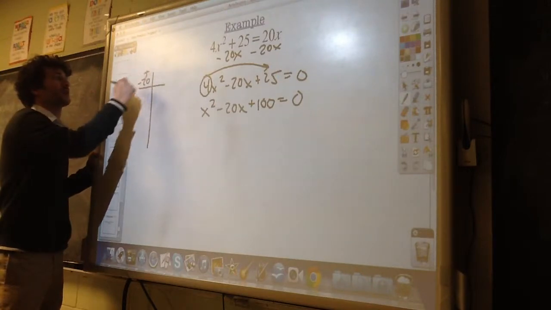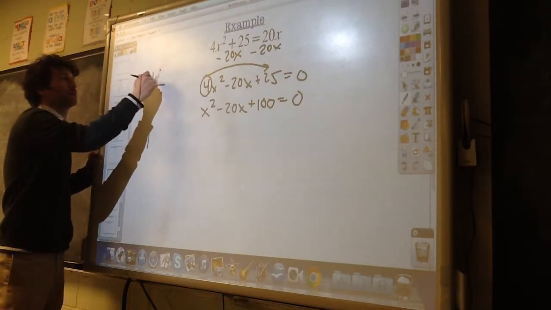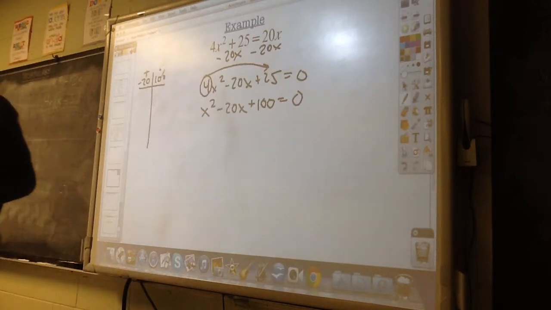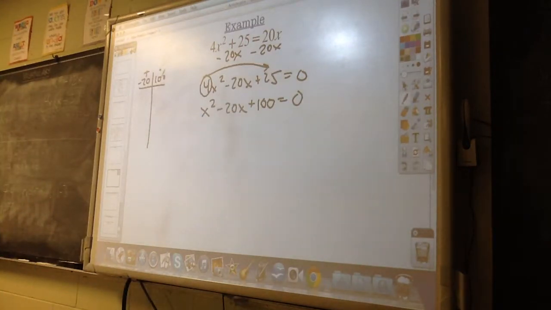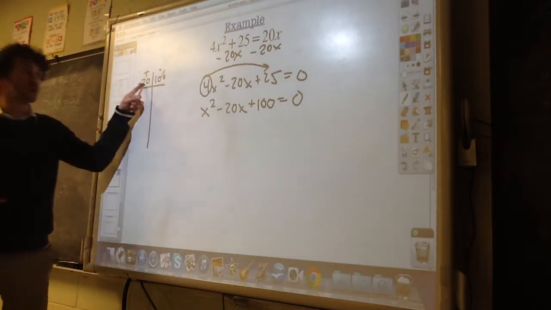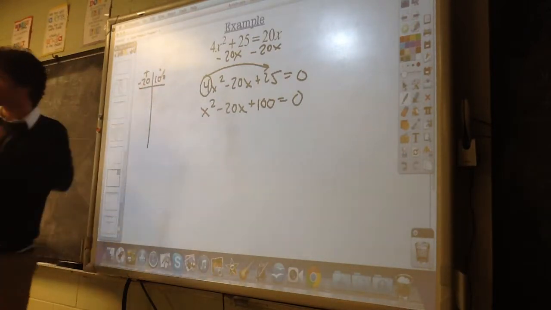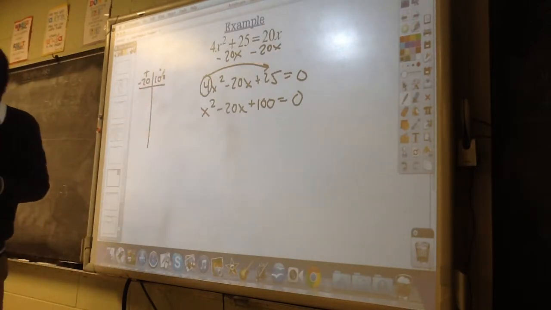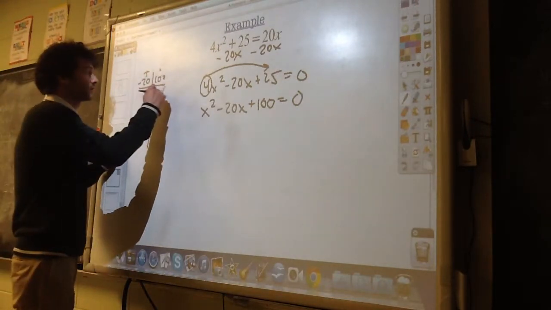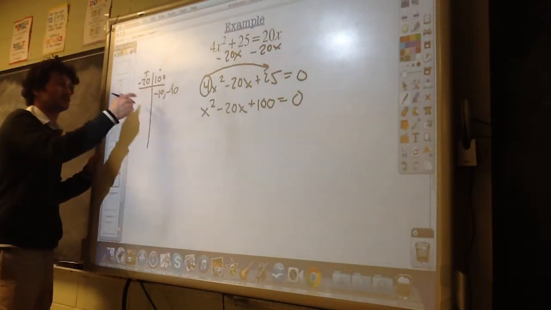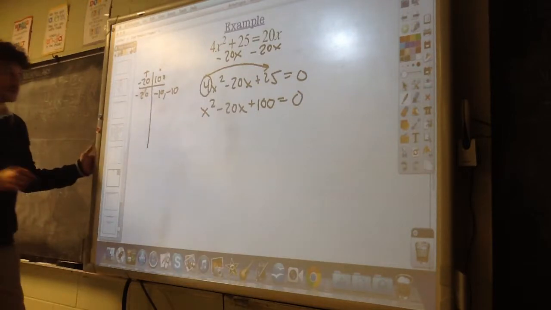So I need things that add to be negative 20 and multiply to be positive 100. So remember to think about signs. If they're multiplying to be positive, they can either be positive positive or negative negative. Well, a positive plus a positive is never going to add to be a negative. So I need 2 negative numbers. Ariana, what are they? Negative 10. Very good. Negative 10 times negative 10 would give me 100. Negative 10 plus negative 10 would give me negative 20.